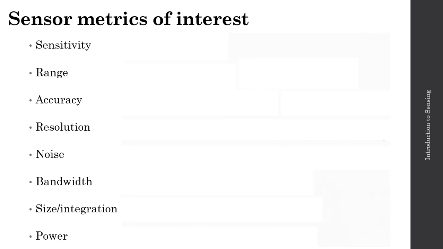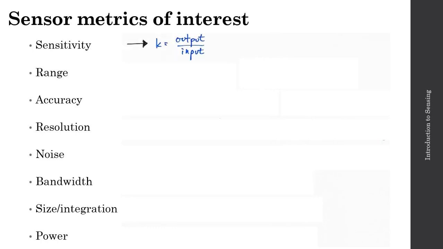Let's take a look at some of the parameters that are going to be of interest, some metrics of interest, when you're choosing a sensor for a particular application. The list here, this is actually a summary list of some of the more important metrics. And we'll summarize them now, and then we'll explore each of these metrics in further detail in subsequent video lectures.